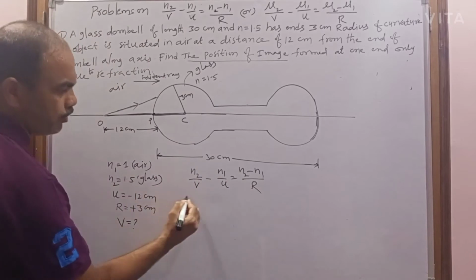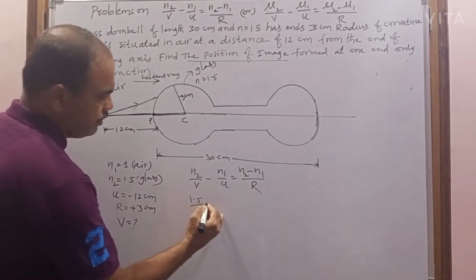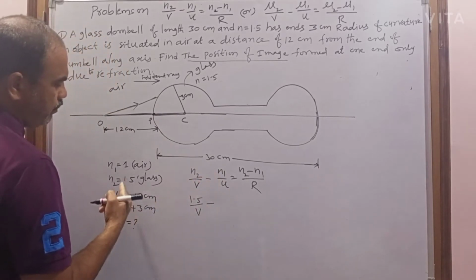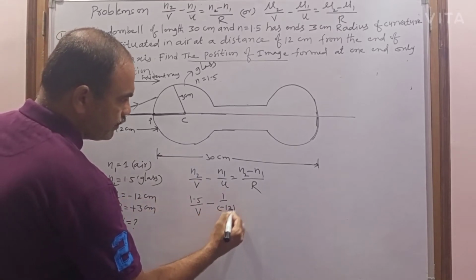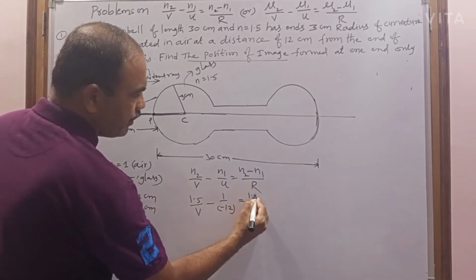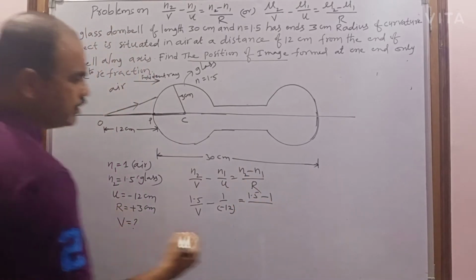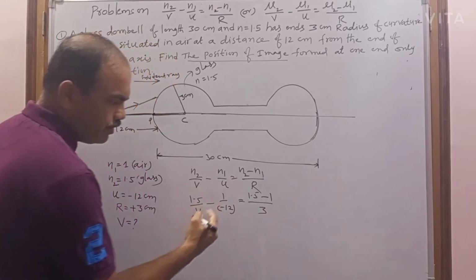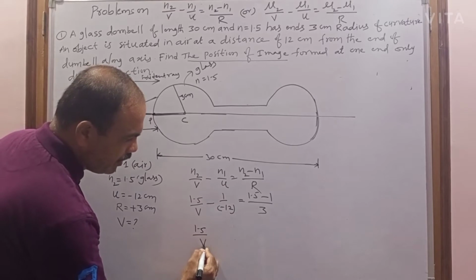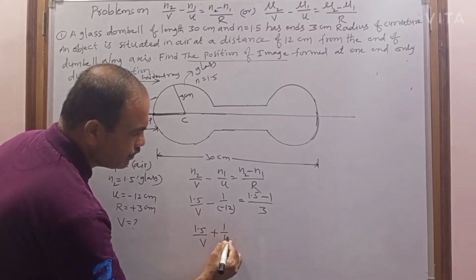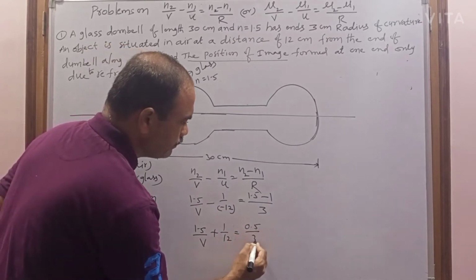So what is N2? N2 means 1.5, by V, which is unknown. Don't apply the sign convention for the unknown. Minus N1, what is N1? 1 by U, and U is minus 12, equals N2 which is 1.5 minus N1 which is 1, by R. R is 3. So minus into minus becomes plus. So 1.5 divided by V plus 1 by 12 equals 1.5 minus 1, that is 0.5 by 3.